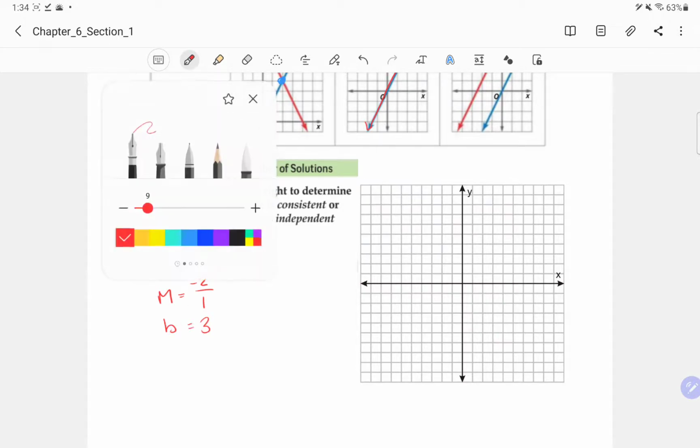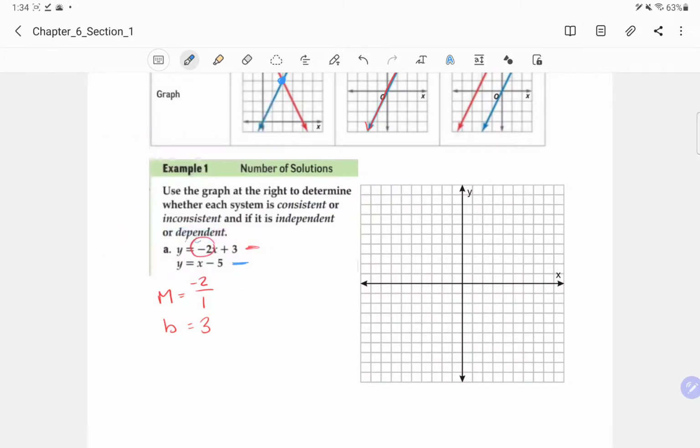Again, this is just review. Nothing new here. And then for my blue graph, my slope is the number hiding in front of x, which is a 1. So 1 over 1. And then my B is going to be negative 5. So I'm going to graph both of these lines. I'm going to start with the blue one. 1, 2, 3, 4, 5. I put my point at the y-intercept of negative 5.